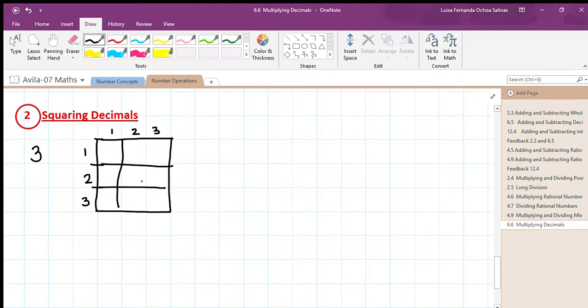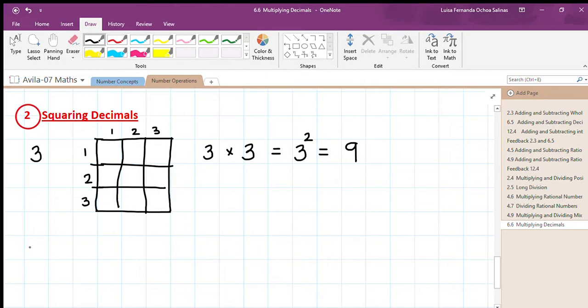Wonderful. So basically, squaring a number just means multiplying it by itself, doing 3 times 3. That is the same as saying 3 to the power of 2, because I have 2 times the 3. This is going to be equal to 9. Good? So that's when we're talking about whole numbers.